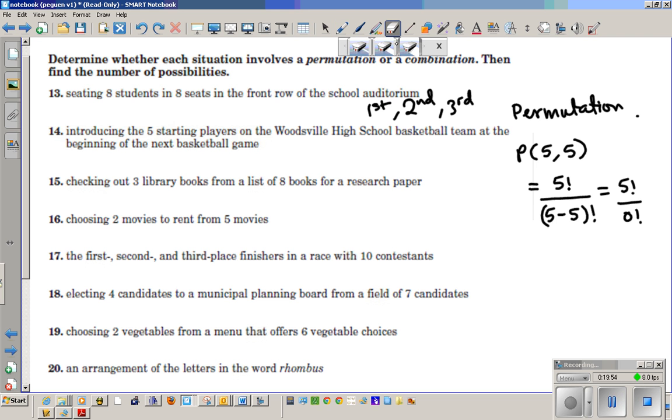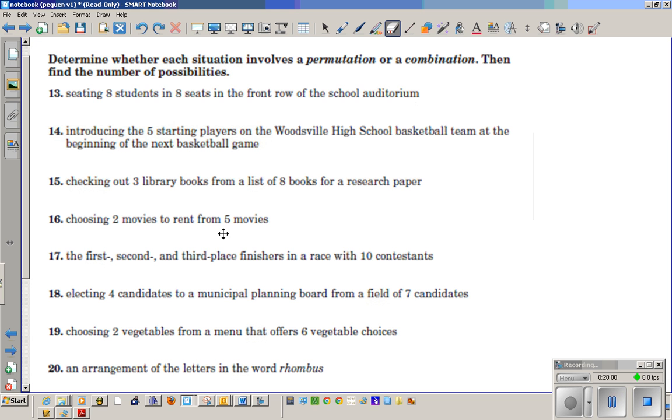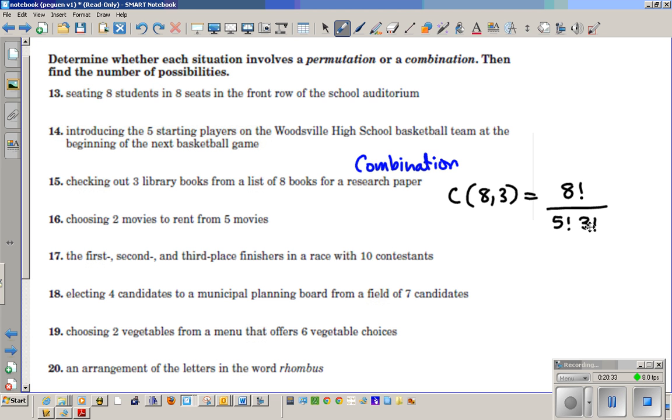Alright, let's move on to number 15. Number of ways you can check out 3 books from a list of 8. There's no order here. You're just choosing any 3, right? So since there's no order here, this one is going to be combination. You're just selecting any 3. So to do this one, it's going to be C(8, 3). Then using the formula, you're going to go 8 factorial divided by 8 minus 3 factorial, which is 5 factorial, times 3 factorial. Like that, and then you can work this out.